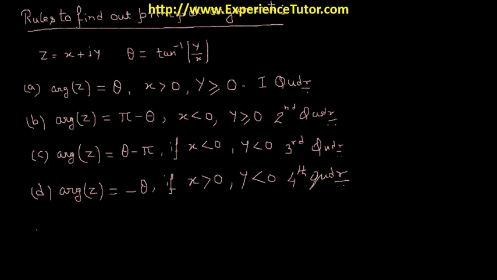One more rule is there. If we mark the above as rule 1, then the second rule is: argument of 0 plus 0i, or 0 plus i0, is not defined. We can't define this value.